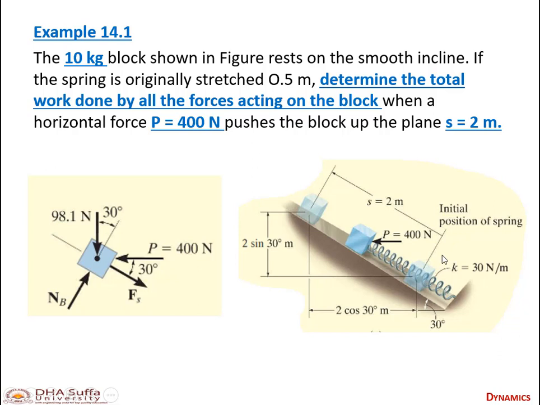First, the first force is P, which is the external force. One force is the weight of the box, which is 98.1, that is 10 times 9.81. We have a spring force Fs which is resisting the motion, and we have a normal force because the box is placed on the surface, right? So we have four different forces acting on this body: weight, force P, force Fs, and normal force NB. Now we have to find the total work done by all these forces.